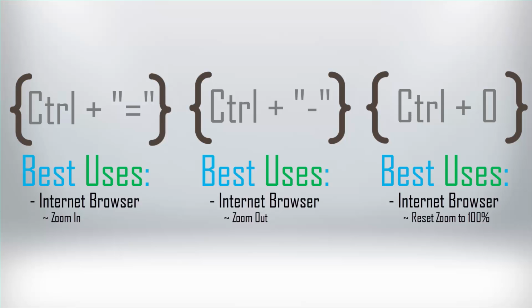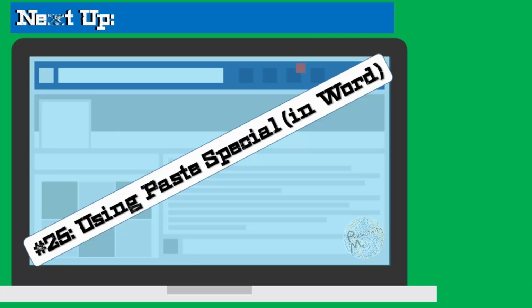Having covered these different strategies for zooming, we're now at the end of our discussion on how to more efficiently use your internet browser. In our next video, we'll look at the keyboard shortcut Ctrl-Alt-V. More specifically, we'll examine how paste special can be used within the context of Microsoft Word.